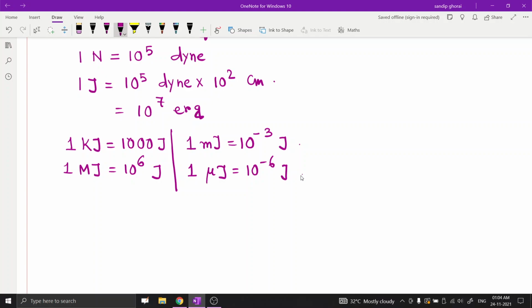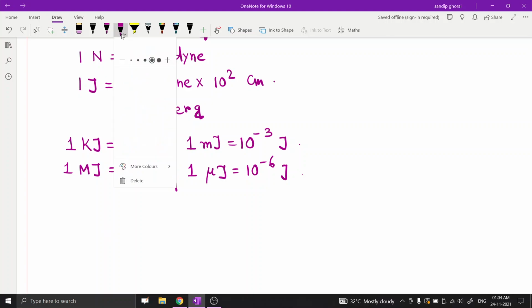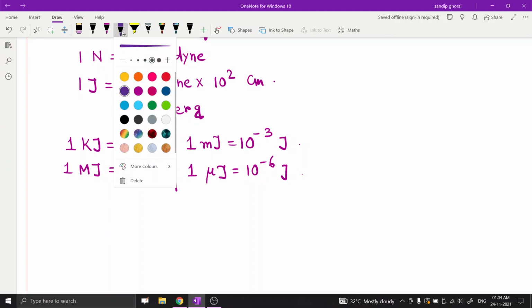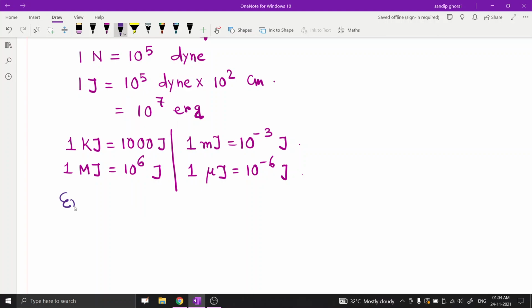Okay, now we know what energy is. Simply we can say energy is the capacity or capability of doing work. And it has the same unit as work done. That means for the SI system the unit of energy is joule, and for the CGS system it is erg.